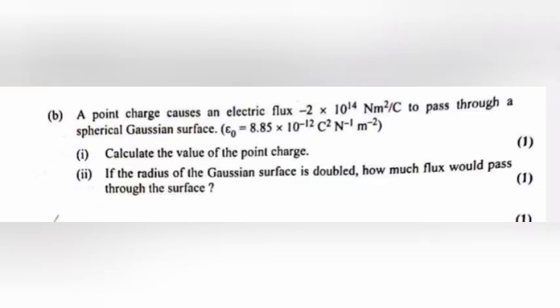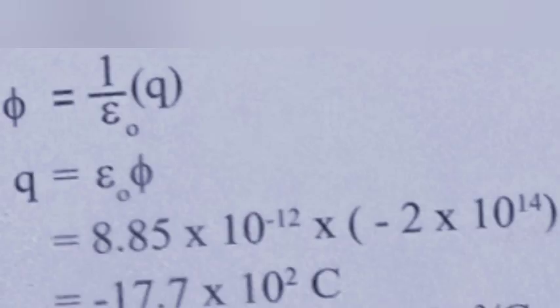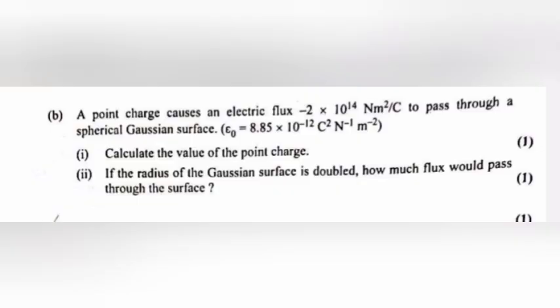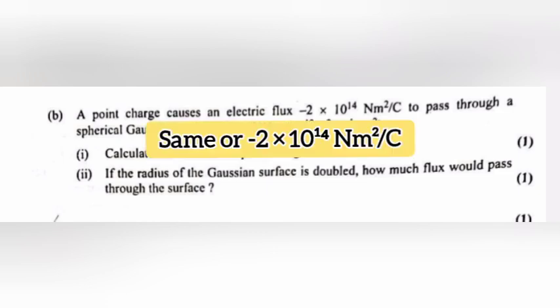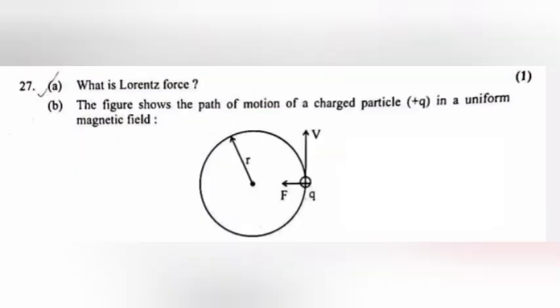B. A point charge causes an electric flux of minus 2 into 10 raised to 14 N m square by C to pass through a spherical Gaussian surface. 1. Calculate the value of the point charge. Answer. 2. If the radius of the Gaussian surface is doubled, how much flux would pass through the surface? Answer. Same, or minus 2 into 10 raised to 14 N m square by C.